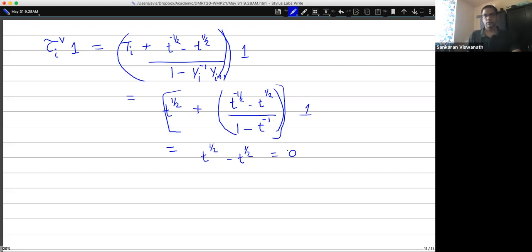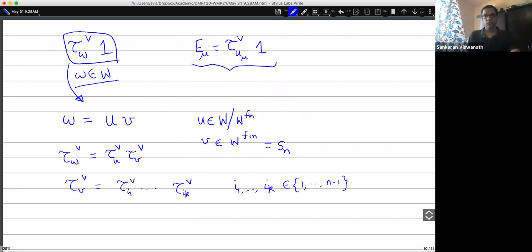So the intertwiners, the tau i checks, have the following property: they kill the element 1, and therefore these other tau w checks are all 0. So tau w check of 1 is just going to give you a 0 if you don't take w to be a minimal length coset representative. So in some sense, these are the only non-zero answers that one gets when one forms these intertwiners and acts them on 1.